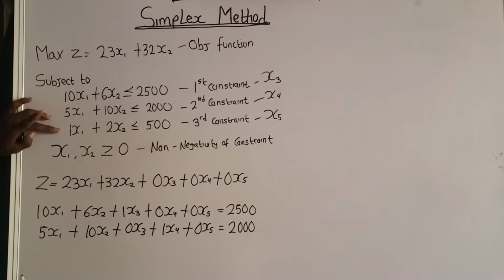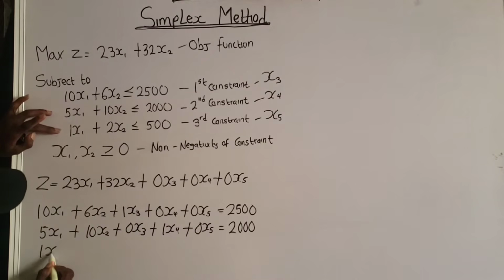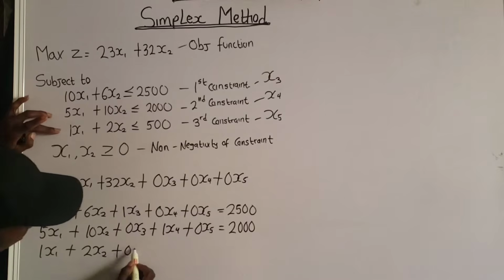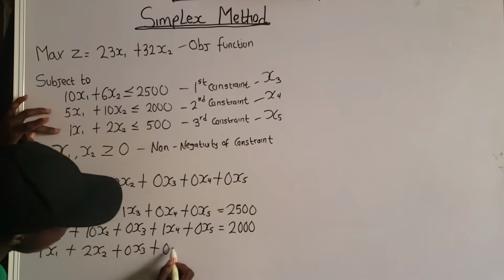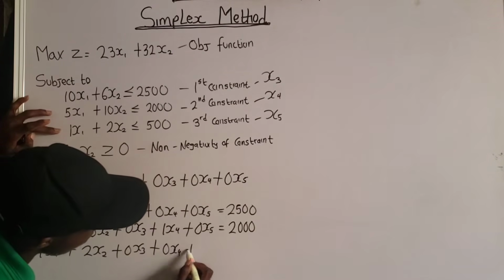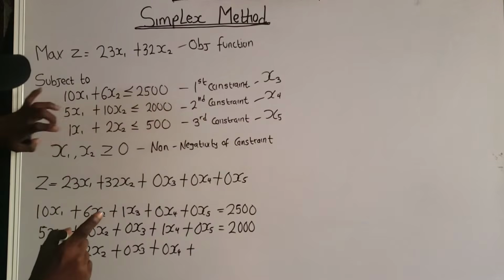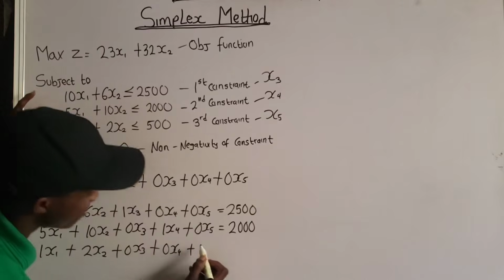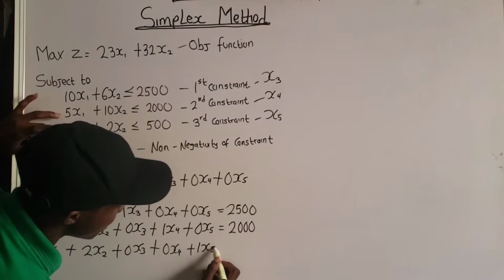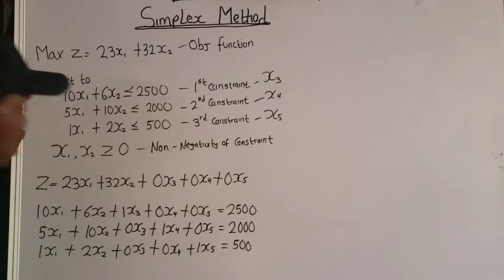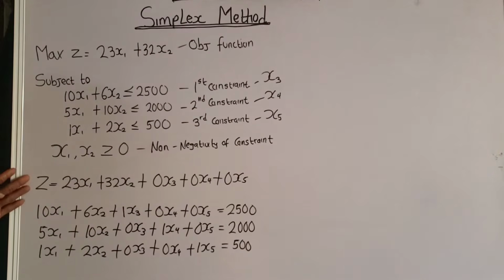Let's move to constraint 3. So I'm going to have 1x1 plus what? 2x2 plus 0x3 plus 0x4 plus, the third slack variable belongs to what? Constraint 3. So that will be what? 1x5 is equals to 500. So we have changed the objective function and the constraint into what? Into standard objective function and standard constraint.